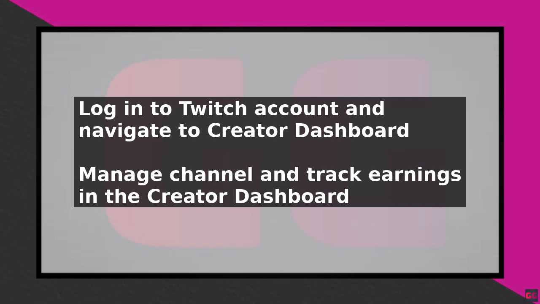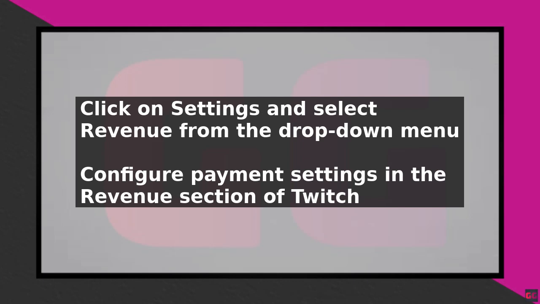In the Revenue section, you will see an option to set up your payment method. Click on the Setup button next to PayPal. You will be redirected to the PayPal website, where you need to log in to your PayPal account. If you do not have a PayPal account, you can create one by clicking on the Sign Up button.